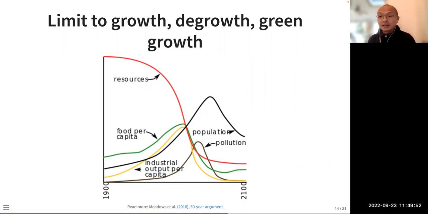Very interesting: what indicators should we use to show our progress, from GDP to the Human Development Index, for example, to the Genuine Progress Indicator, to a human happiness index, for example. Those are very interesting discussions there.